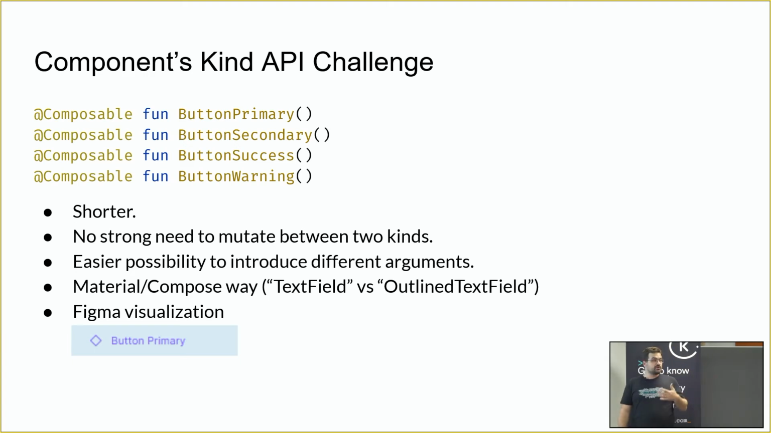First of all, it's shorter. This is different to SwiftUI. In SwiftUI, you can use some dot prefix and you can omit the enum kind. This is not possible in Kotlin, so basically using this way, we get the definition shorter.